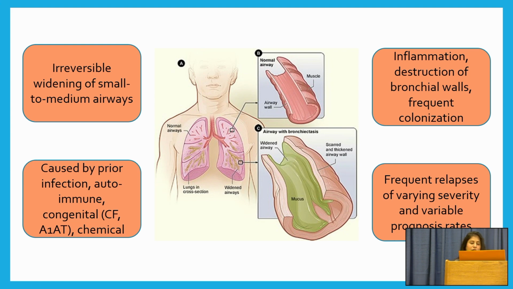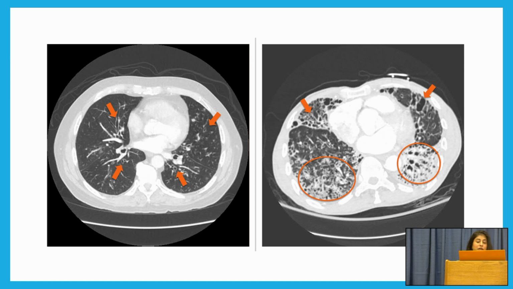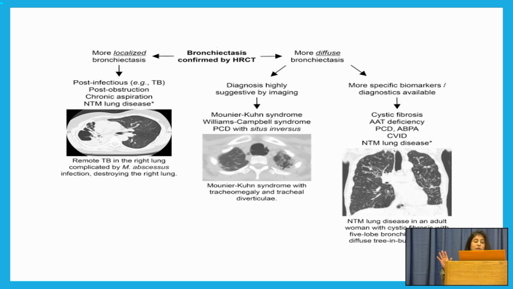So if we look at the CAT scan itself, you can see a variation that it can be anywhere from just a little bit of dilation of the airways in the left-hand part of the screen to extensive on the right-hand part. And there's a little bit of fibrosis here, but there's just a lot of bronchiectasis. So if we look at the causes, it can be, again, more localized, more diffuse.